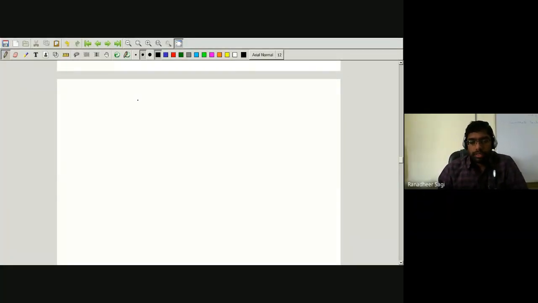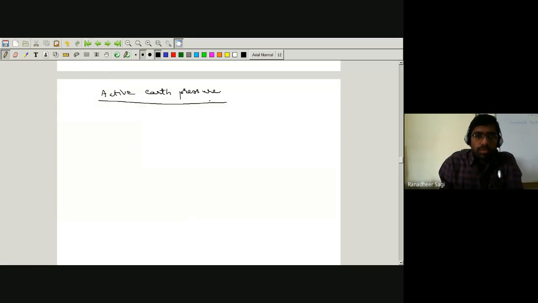Right? So in our previous class, we were trying to talk about active earth pressure for the condition of c-phi soil. So this is what we have been talking about, that is active earth pressure in the case of c-phi soil, and what we have seen is the expression for determining the active earth pressure.